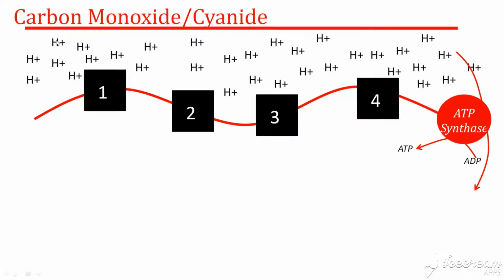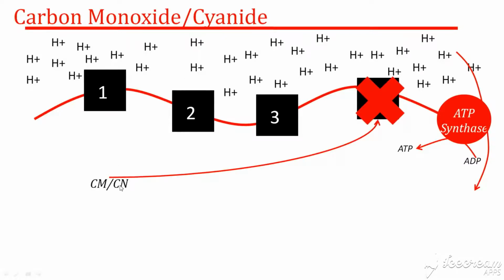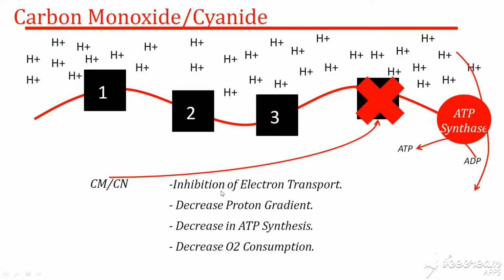Okay, so now we're going to talk about carbon monoxide and cyanide poisoning. Now, carbon monoxide and cyanide are going to inhibit complex 4. And this, of course, is going to lead to inhibition of electron transport, decrease the proton gradient, decrease in ATP synthesis, and decrease in O2 consumption like we discussed before. But we're going to dive into a little bit more detail about the mechanism of how carbon monoxide and cyanide inhibit the complex 4.